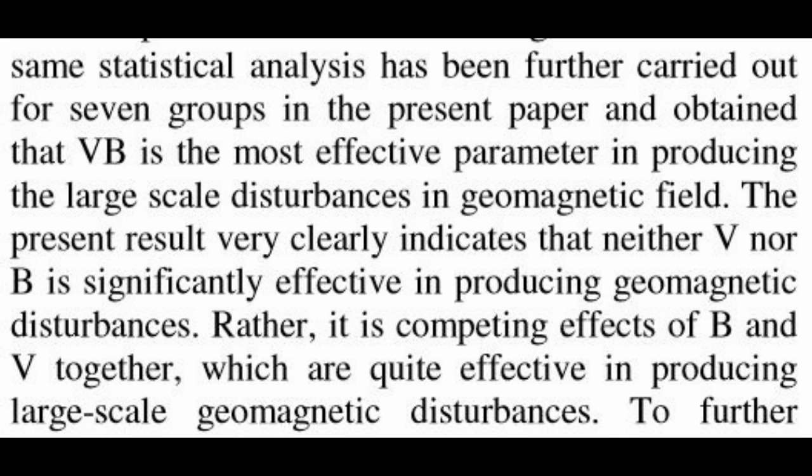The same statistical analysis has been further carried out for 7 groups in the present paper and obtained that VB is the most effective parameter in producing the large-scale disturbances in the geomagnetic field. The present results very clearly indicate that neither V nor B is significantly effective in producing geomagnetic disturbances. Rather, it is competing effects of B and V together, which are quite effective in producing large-scale geomagnetic disturbances.